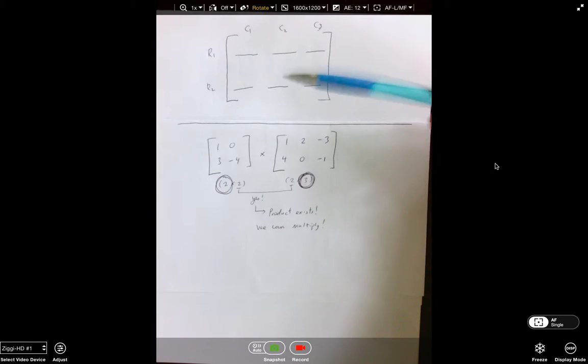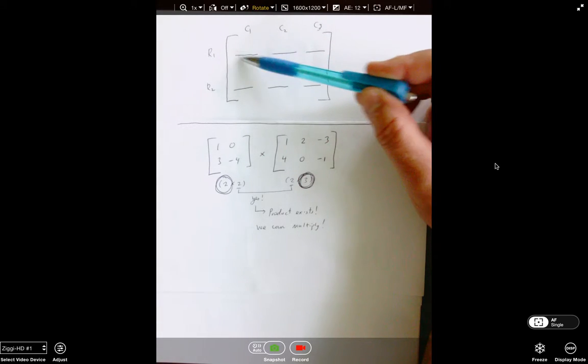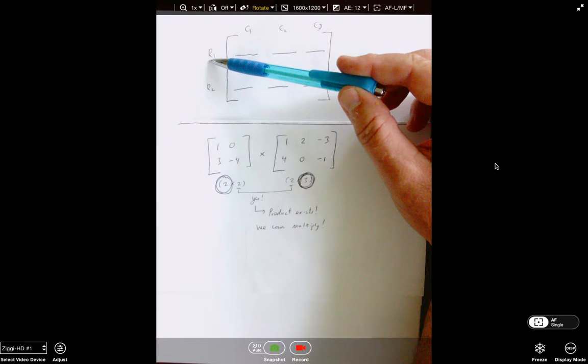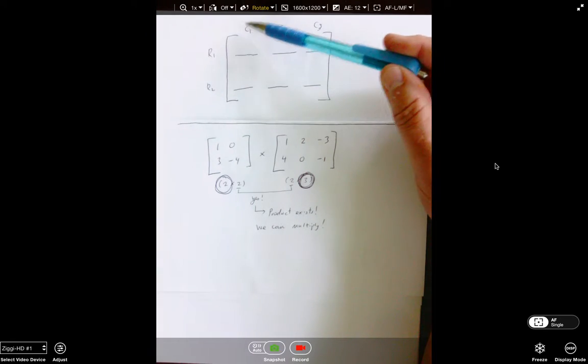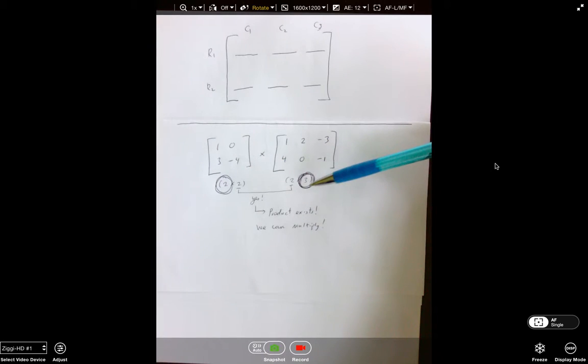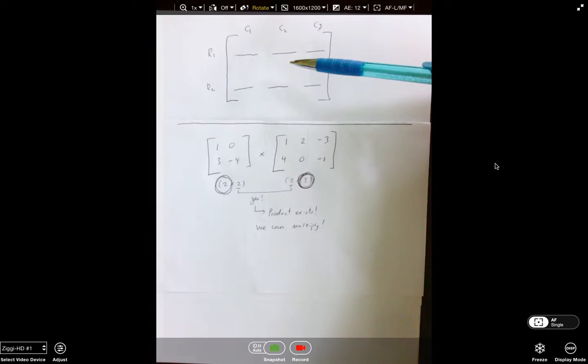Okay. So what happens right here? If we focus on this row 1, column 1, what number goes there? Well, this is going to be a linear combination of the rows from matrix 1 with the columns from matrix 2. It goes back to this. Rows come from matrix 1. The columns kind of come from matrix 2. We combine that stuff to make the product matrix.